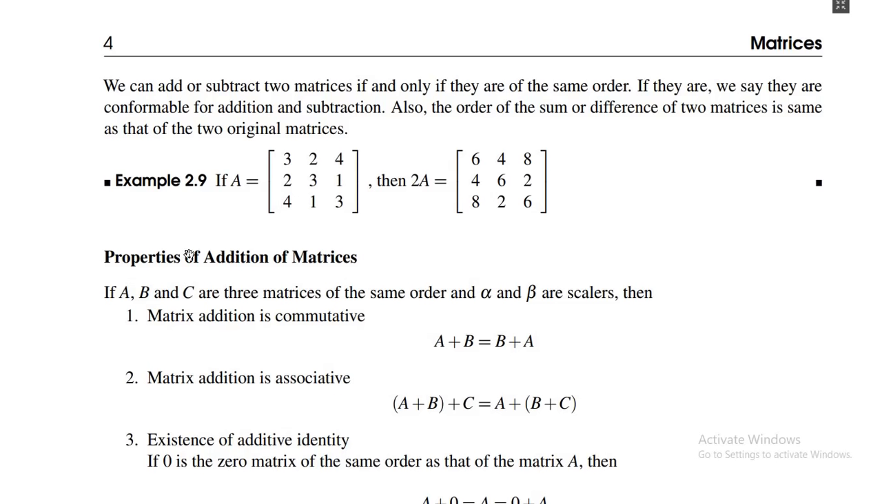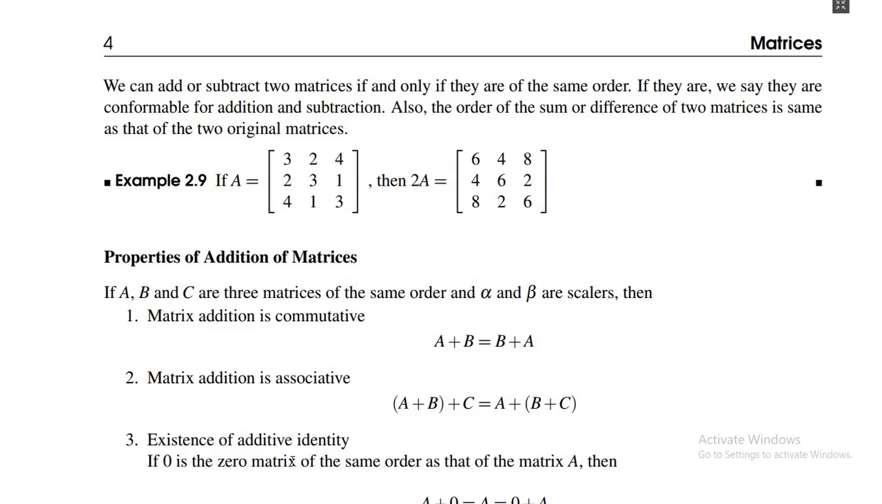Now let us see properties of addition of matrices. What are the properties of addition of a matrix? If A, B, and C are three matrices of the same order and alpha and beta are scalars, then matrix addition is commutative, meaning that A plus B is equal to B plus A. And matrix addition is associative. That means in the bracket, A plus B, plus C is the same as A plus, in the bracket, B plus C, which is associative.